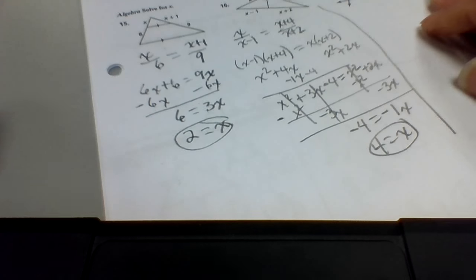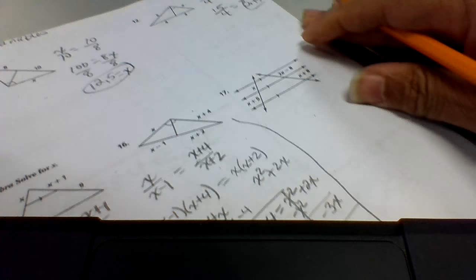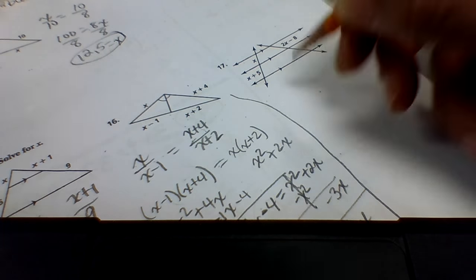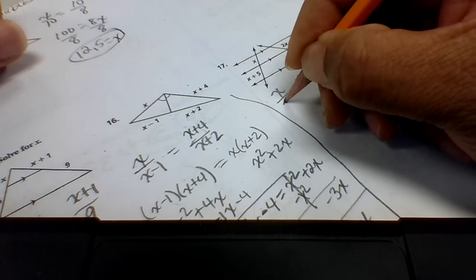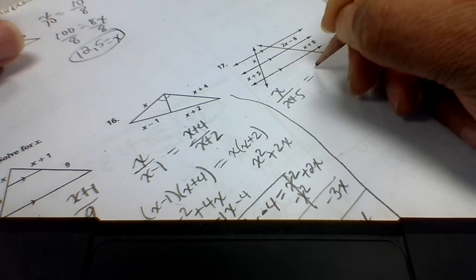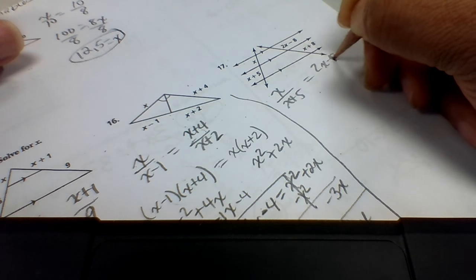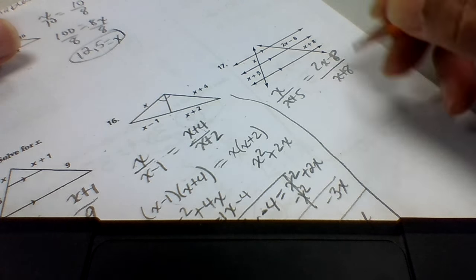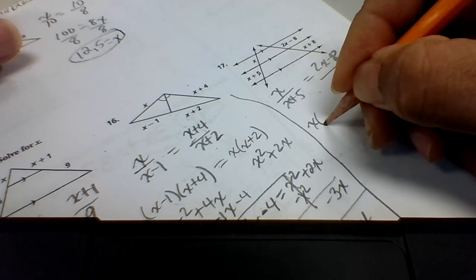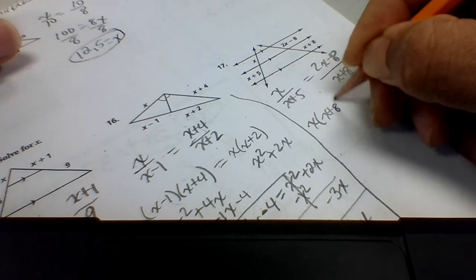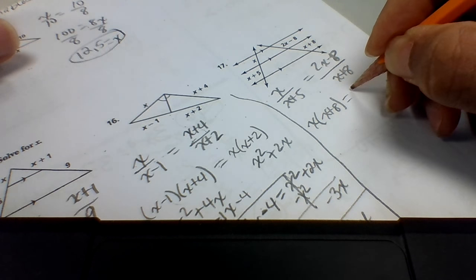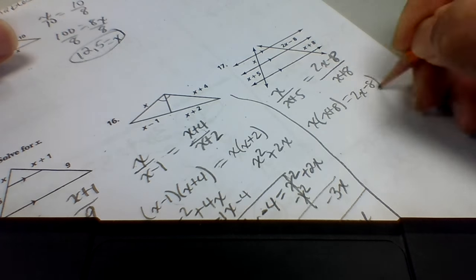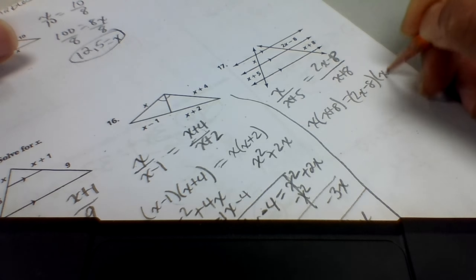All right, next one. Again, parallel lines, so I can do the same thing. x over x plus 5 equals 2x minus 8 over x plus 8. Cross multiply x times x plus 8 equals 2x minus 8 times x plus 5.